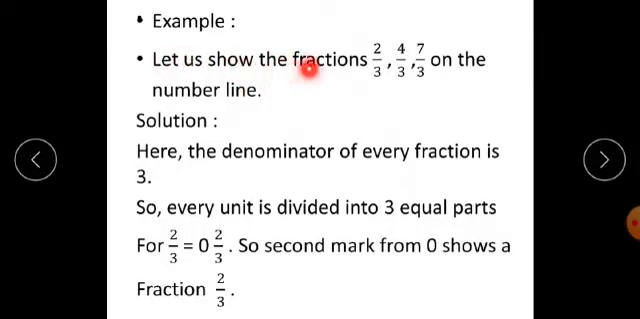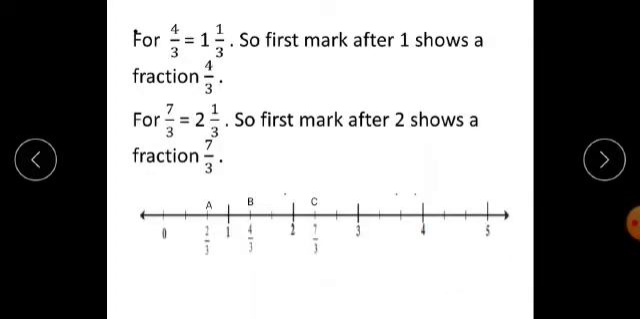Example: let us show the fractions 2 upon 3, 4 upon 3, 7 upon 3 on the number line. Solution: here the denominator of every fraction is 3. So every unit is divided into 3 equal parts. For 2 upon 3, if you want to convert this fraction into a mixed number, then its representation is 0 integer 2 upon 3. So the second mark from 0 shows the fraction 2 upon 3. Here I have shown it with point A.